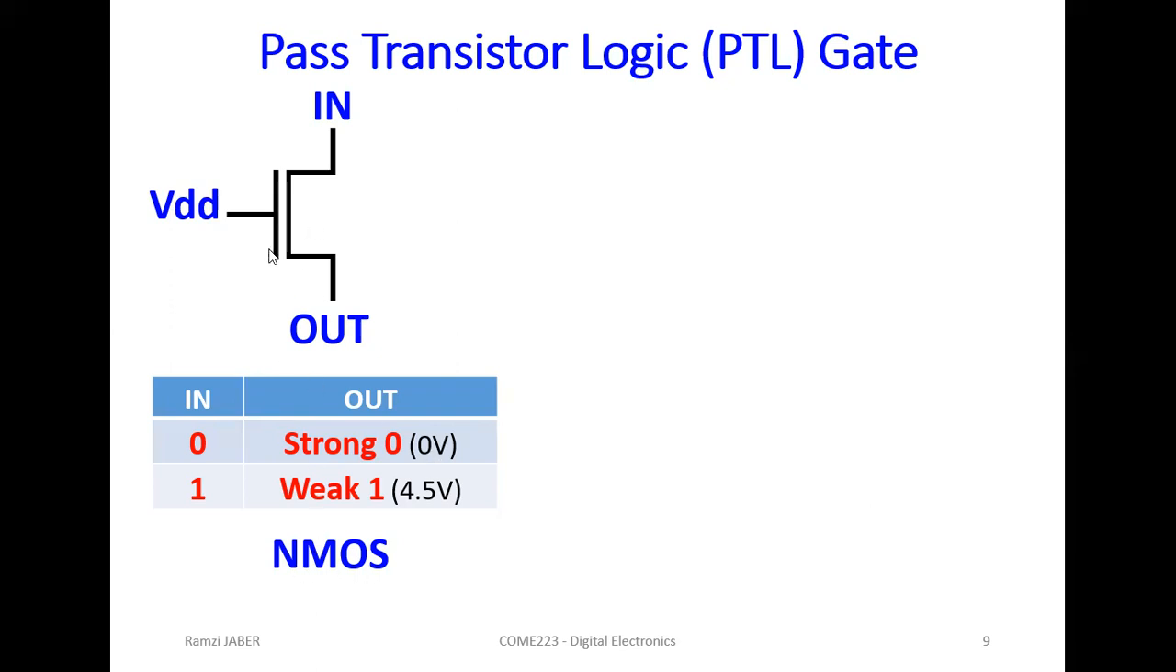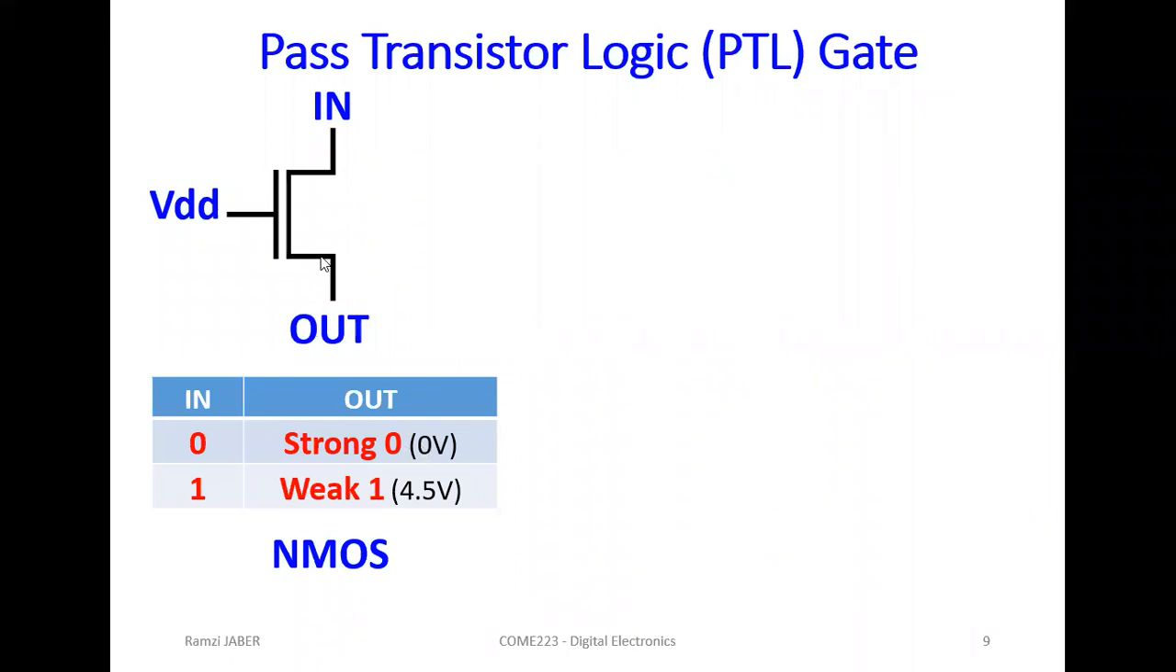In any N-channel CMOS or NMOS, do you remember the golden rule of CMOS technology? The golden rule says we always put N MOSFET to the ground, P MOSFET to the VDD. So N channel to the ground. If the input is 0 here, the output will be directly connected to the ground. That's the main function of N channel, so the output will be a strong 0 volt.